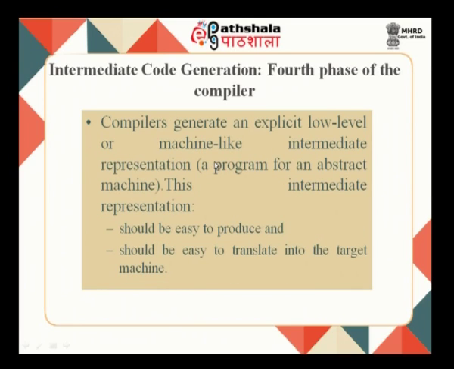In the fourth phase, the compiler generates an explicit low level or machine-like representation of the source program. This intermediate representation should be easy to produce and it should be closer to the target language. This is the primary requisite for this phase. What is its input? Its input is the syntax tree from the third phase of the compiler, and the output will be an intermediate representation which is closer to the target code than to the source code.